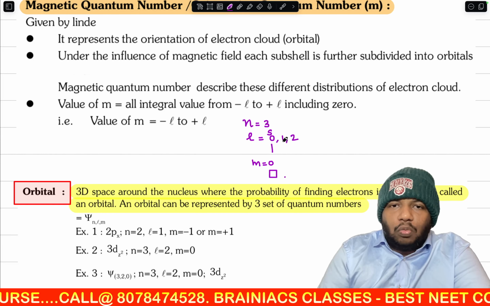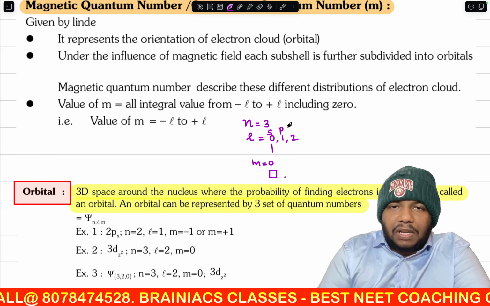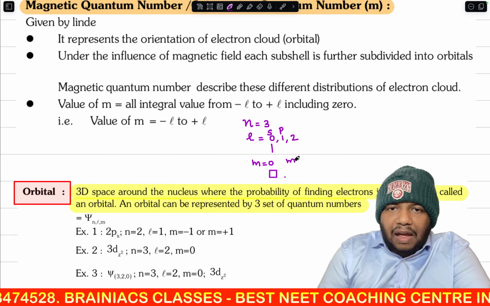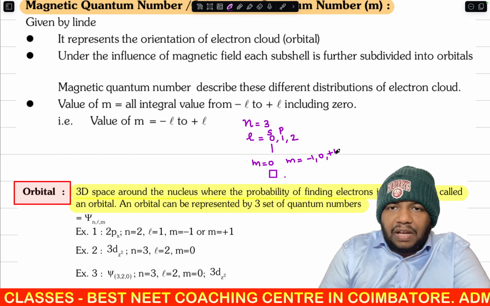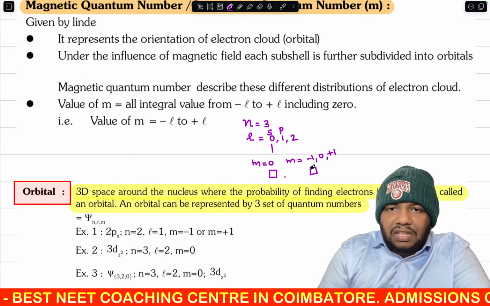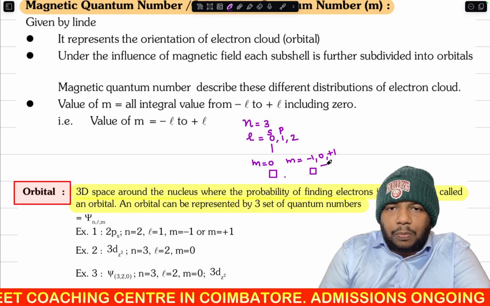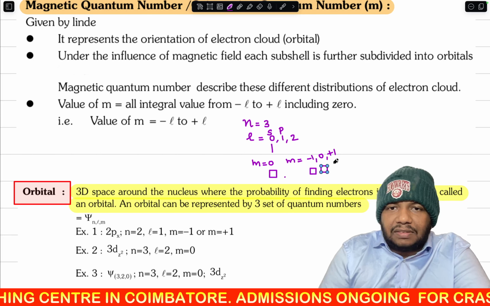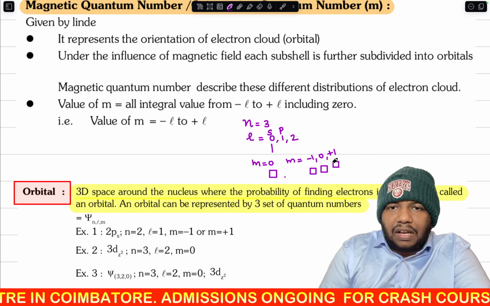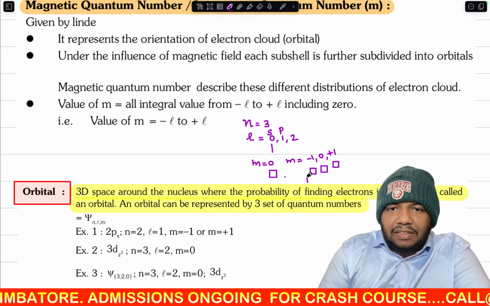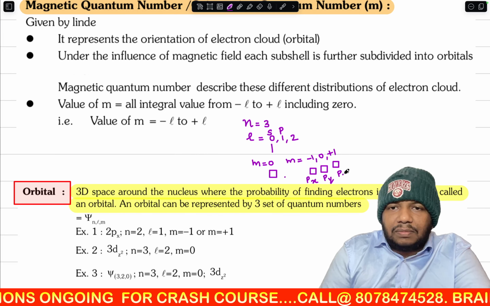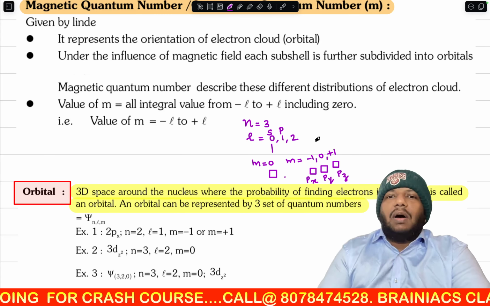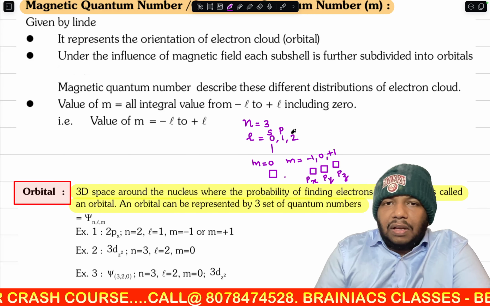Now when I go to 1, it is the p orbital. The p orbital can have m values minus 1, 0 and plus 1, as we have seen. That means 3 separate orbitals are possible. What are its names? I can easily say this is px, this is py and this is pz.